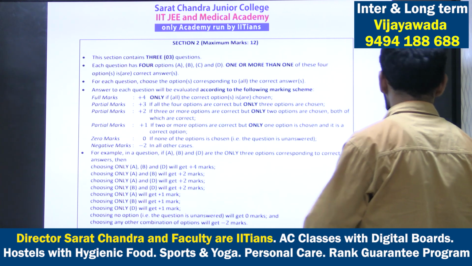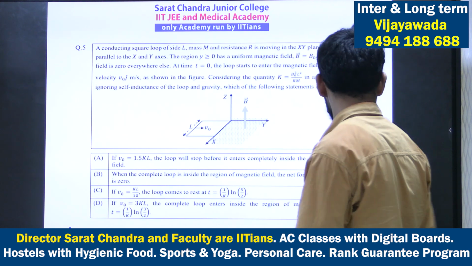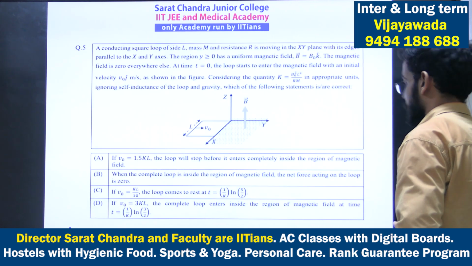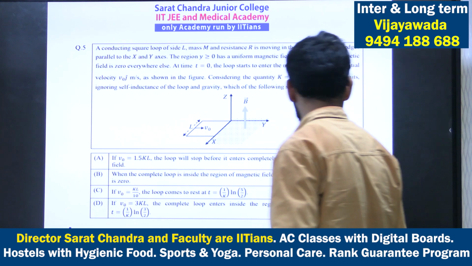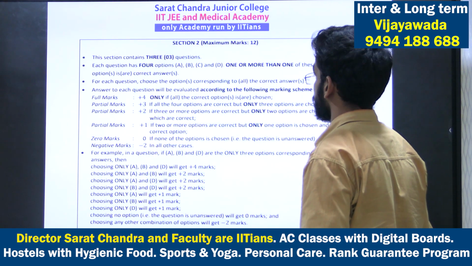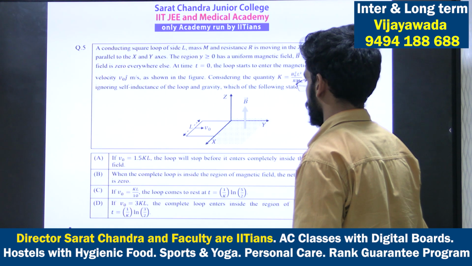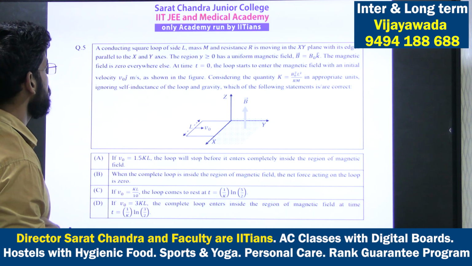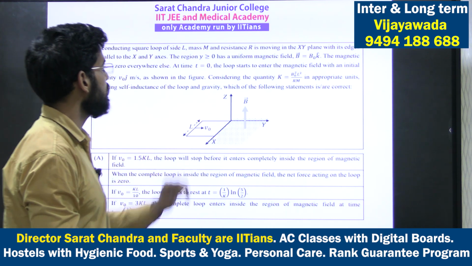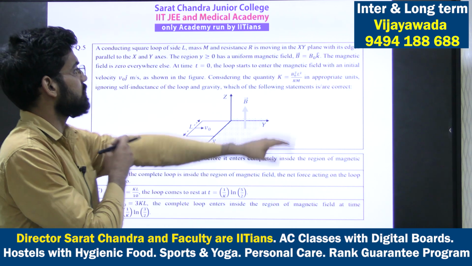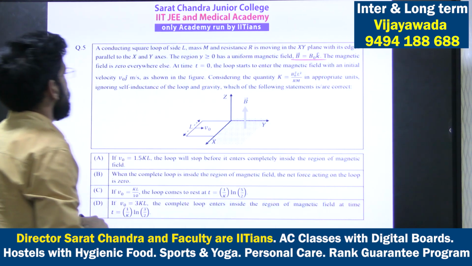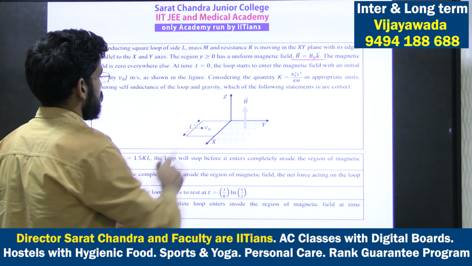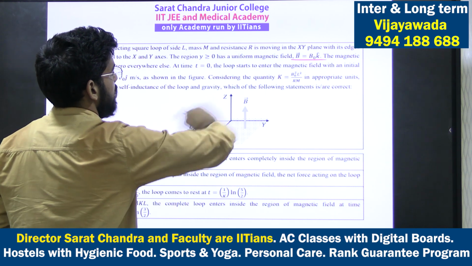Next we have section 2. So in section 2, the first question. Okay, multiple correct. And as you know how this marking scheme works, right? Partial marking was there, +4 minus 2. See here. In this question he said that for y greater than 0 you have a magnetic field equal to B0. And a conducting square loop of length L, mass M, resistance R is moving in the XY plane.